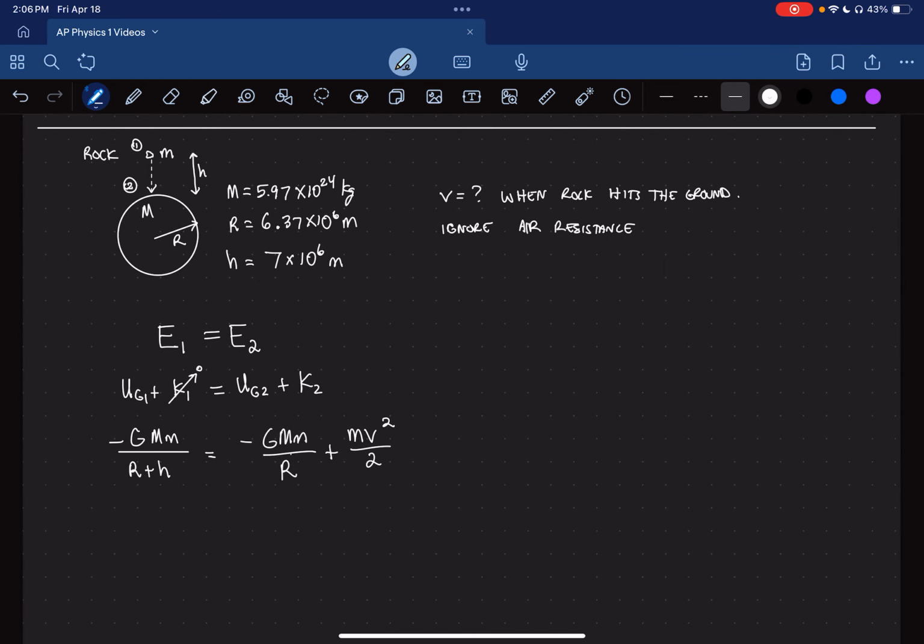We might as well get this term over here. So let's do that: G M m over R minus G M m over R plus H equals m V squared over 2. But look at this, we can get rid of the little m. And I did not do a good job showing that this is big M.